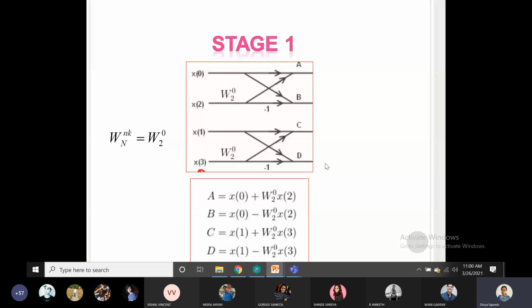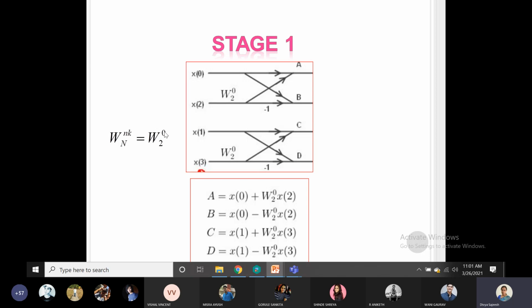Now the first stage using the butterfly diagram. Here how do I compute the twiddle factor? W_N raised to nk, putting n and k as 0. And the capital N in the first stage will be 2, because I told you it has got 3 stages. The first stage N value will be 2, the second stage N value will be 4, and the third stage capital N value will be 8.